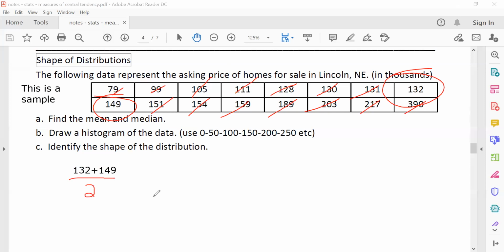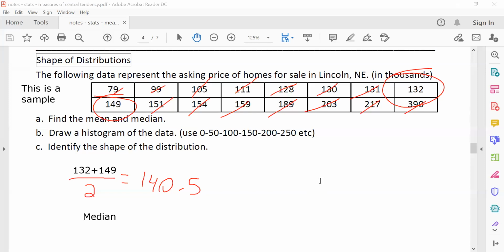Let's see if I can do that one in my head. 281 divided by 2 is 140.5. So this is the median of this data. In statistics, there is a sample median versus a population median, but we're not going to worry that much about that.